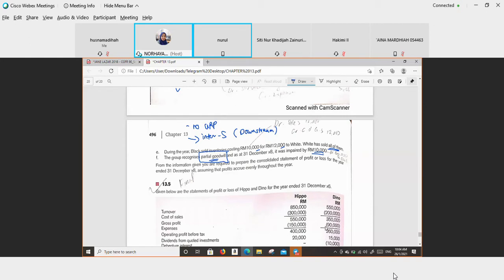Then you are required to prepare the consolidated statement of profit or loss, assuming profits accrue evenly throughout the year. What is the assumption? The profit can be divided equally throughout the year. If profits or revenue accrue evenly throughout the year, it means the profit or revenue can be allocated evenly across the year.